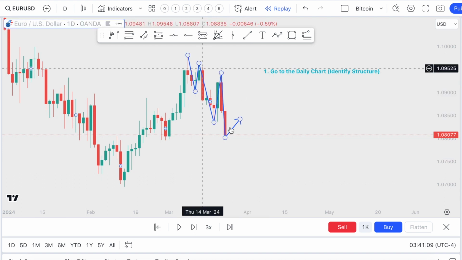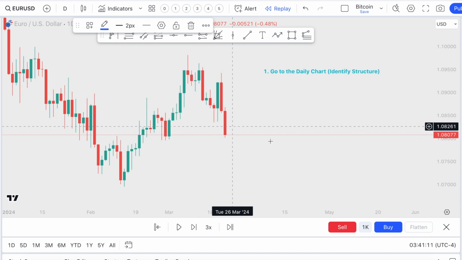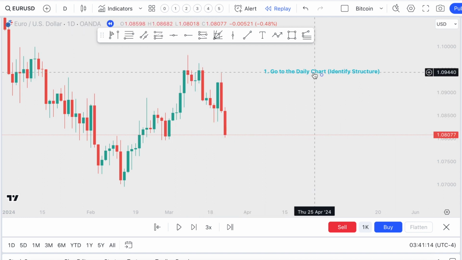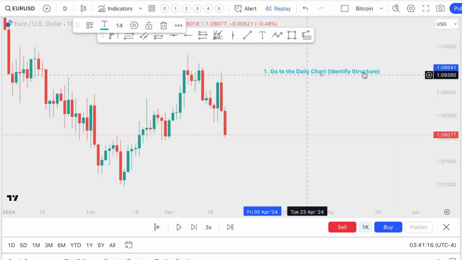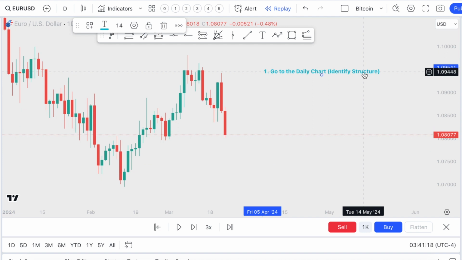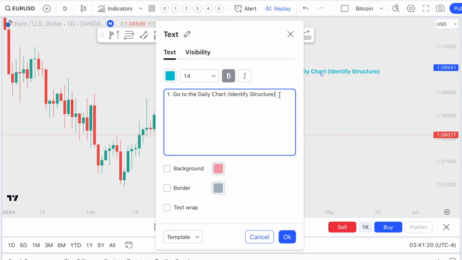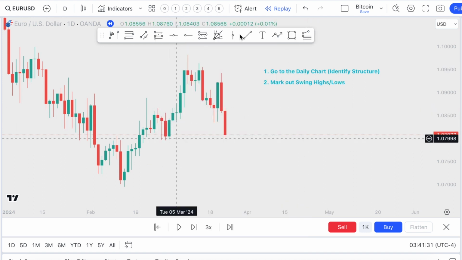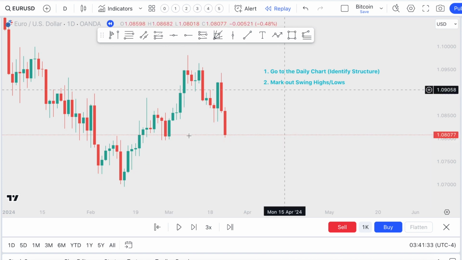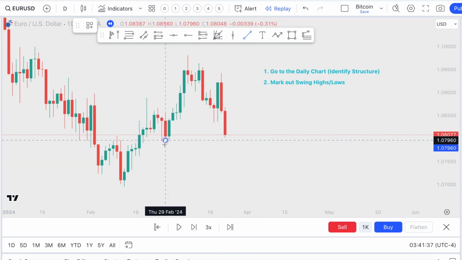Okay, so now that we've identified the structure, we know that our bias is bearish. We next want to mark out the swing highs and swing lows on the daily time frame. So I'm going to mark out swing highs and lows, right? And this is going to help with finding potential targets, right? So if I'm bearish, I'm actually looking for swing lows. Where's price trying to go next, right? So that's going to be this right here.